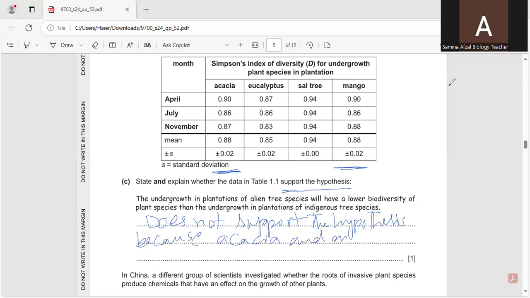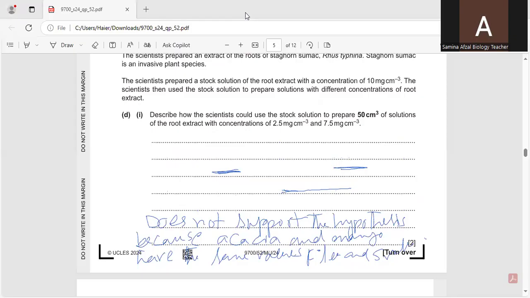Acacia and mango have the same values of means and SD values. Now we are moving towards the next question. We had to write only one part for this purpose.